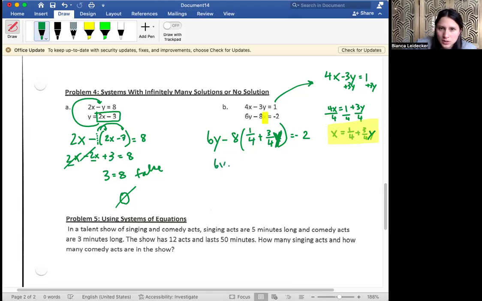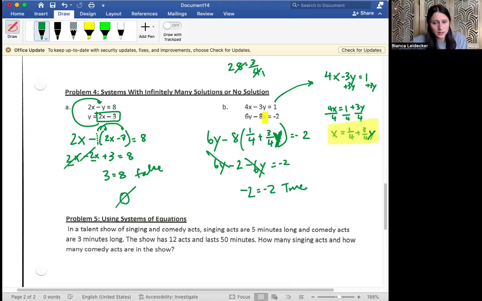And so I'm going to distribute -8 times 1/4 is -2. And then -8 times 3/4, let's say 8 times 3/4, this cancels. 2 times 3 is 6. So this is -6y equals -2. Okay, when I work this out, the 6y minus 6y cancels, and I'm left with -2 equals -2. Whenever you have something that is a true statement, so even though your y's cancel out, this is true, -2 does in fact equal -2. This is what we call all real solutions.